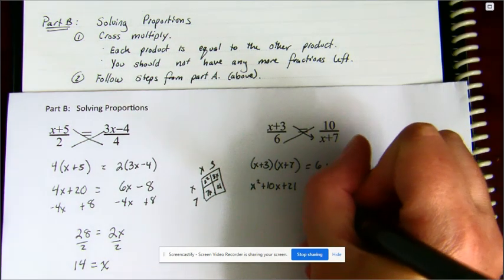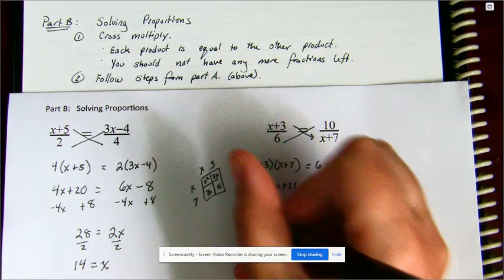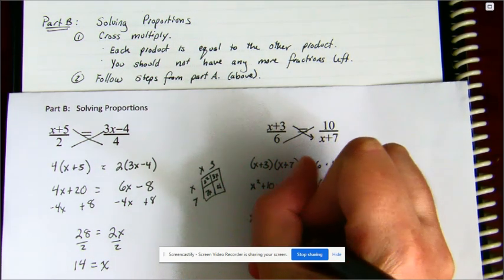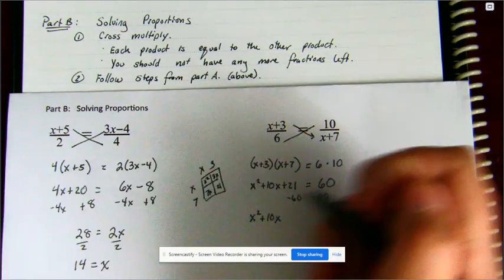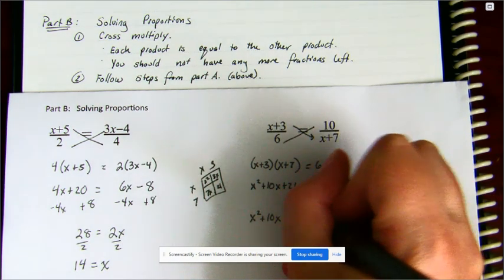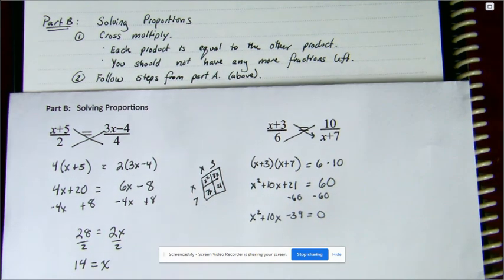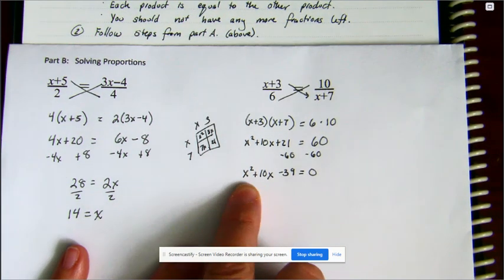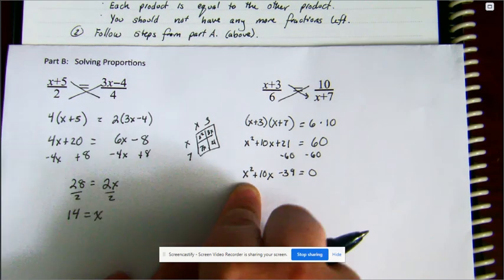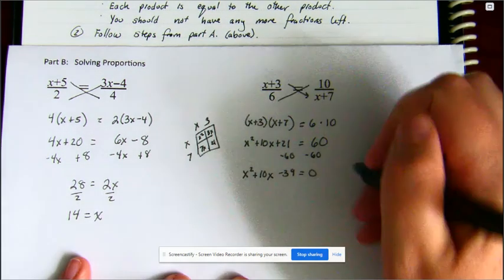So I'm going to subtract 60 from both sides. And when I look at this equation I'm left with, I have two different x terms that cannot be combined. So this means that I have a quadratic. I'm going to use factoring or the quadratic formula to keep going from here.